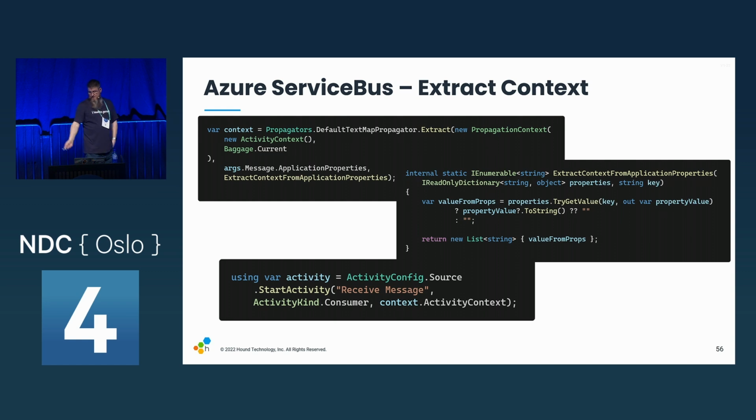Once we've got those, we can then create our new activity, and we pass in that activity context. If you remember way back when we were talking about how we create spans without a parent, we were passing in new activity context. In this one, we're telling it what the parent is. We're telling it the parent is the propagation context's activity context. So that will create a new span. It will use the existing one as its parent.